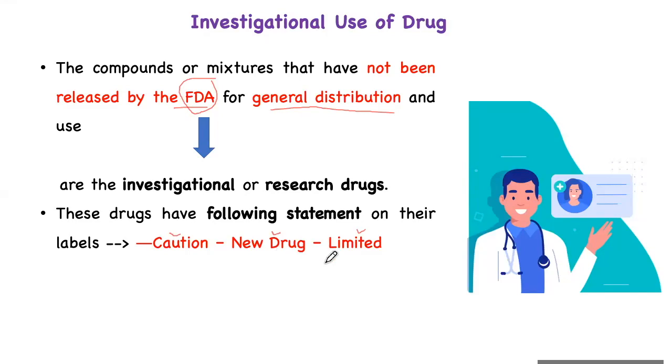Likewise, in some labels, new drug is mentioned, and in some labels, limited is mentioned. It means these drugs are limited only to the patient whom you have identified as a subject to conduct your study, whereas other patients you cannot give without their proper agreement, isn't it? So these are three important labels. One, caution. Second, new drug. And third, limited.